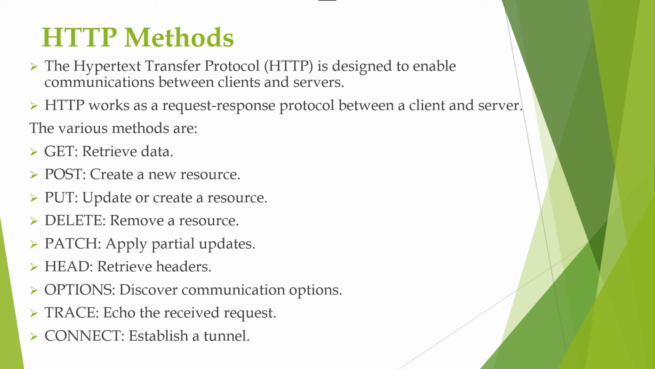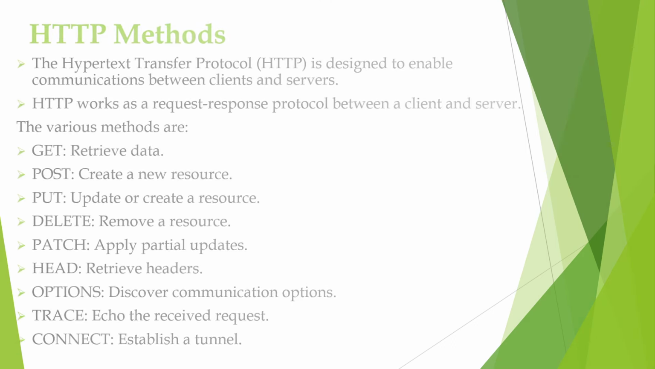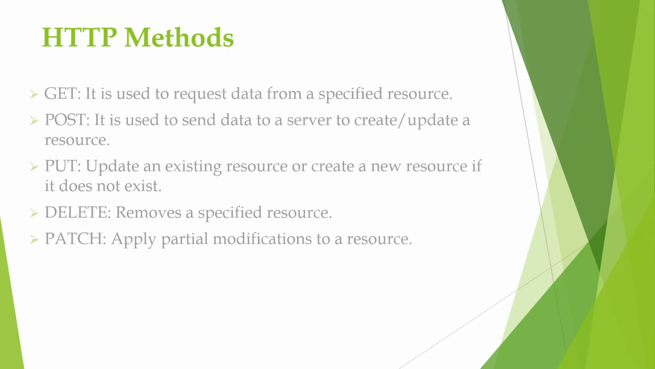Some of the main HTTP methods are GET, POST, PUT, DELETE, and PATCH. We do have other types like HEAD, OPTIONS, TRACE, and CONNECT, but we usually use these GET, POST, PUT, DELETE, and PATCH. Now let us understand one by one what these methods are.